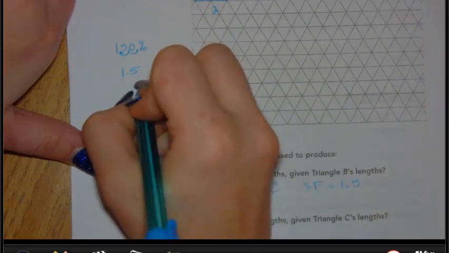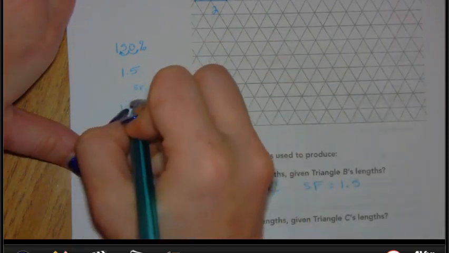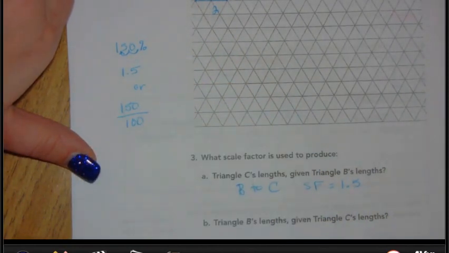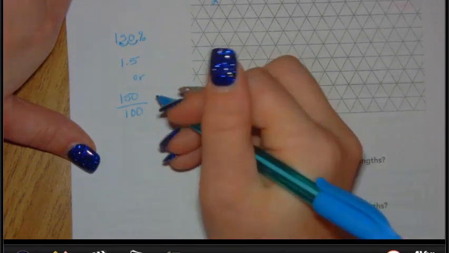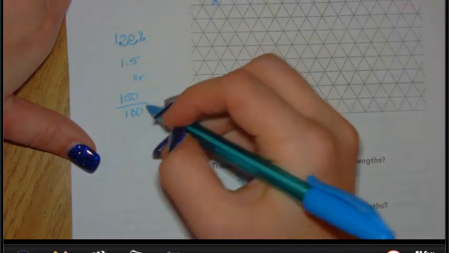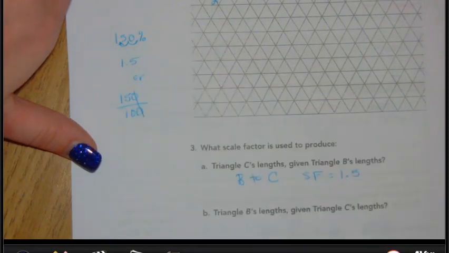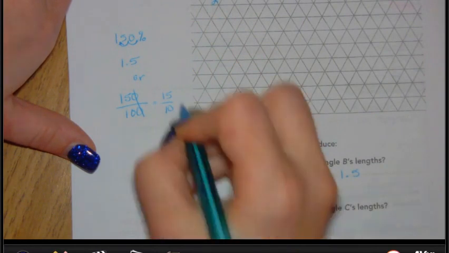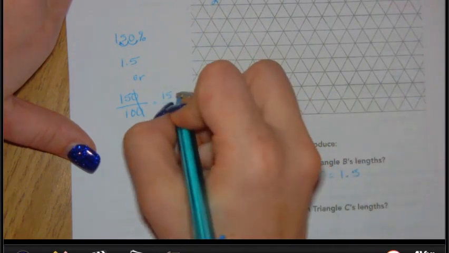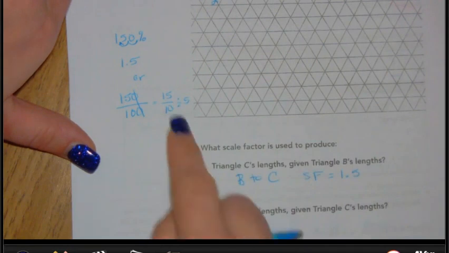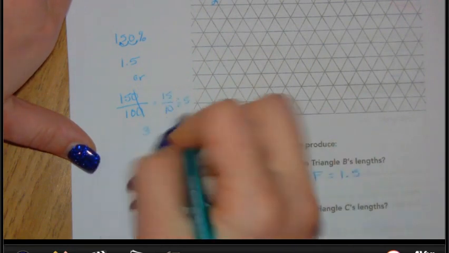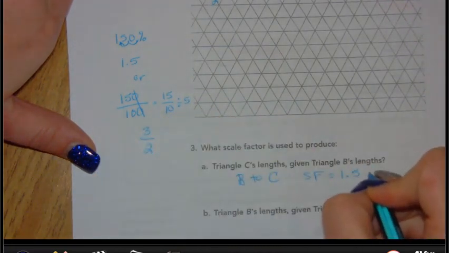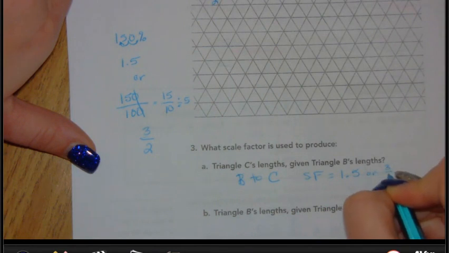Or let's turn it into a fraction. So 150 over 100. Based on my tens trick, if I have a 0 at the end on both top and bottom, they can cancel out. I'm left with 15 over 10. I see that 5 can go into both of these, so I'm going to divide both top and bottom by 5. Well, 15 divided by 5 is 3, and 10 divided by 5 is 2. So my scale factor is 1.5 or 3 over 2.